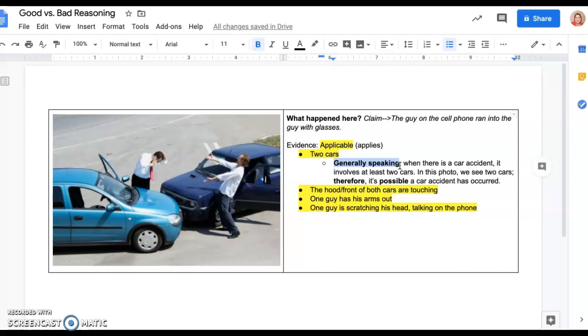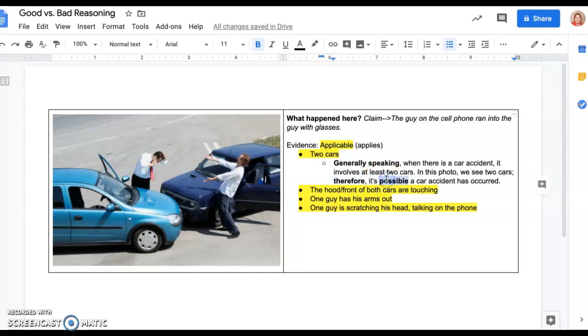And then I want to link it back to the actual evidence. In this photo, we see two cars. Therefore, that word therefore is essentially like a verbal equation mark. It's like an equal sign for my listeners. It helps them understand how what I've pointed out to them as evidence actually equals my claim.